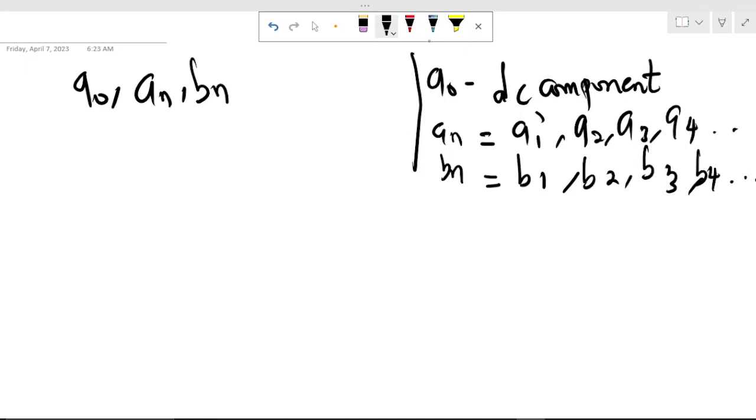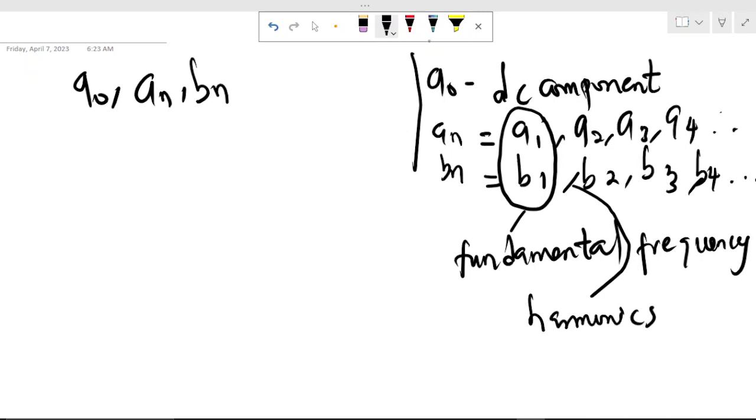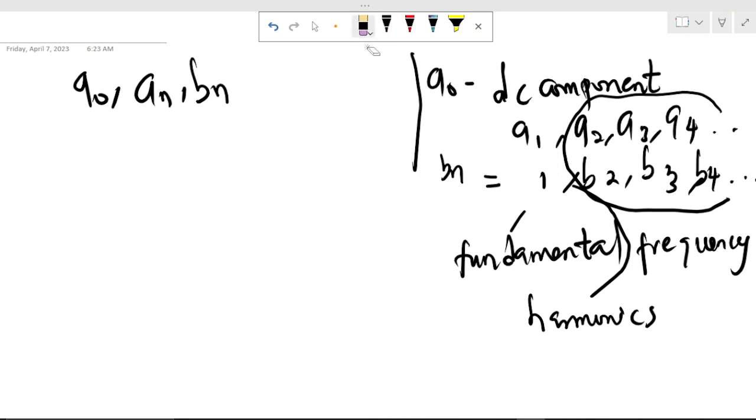A1 and B1 are called the fundamental frequency. And A2, A3, A4 up to infinity, B2, B3, B4 up to infinity, they are called the harmonics, or they are also called components of the fundamental frequency.